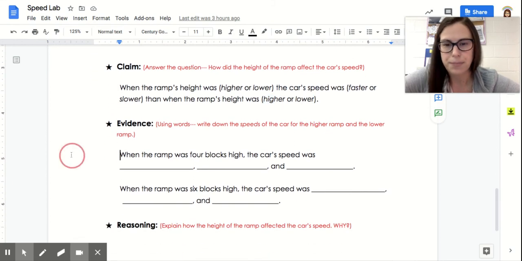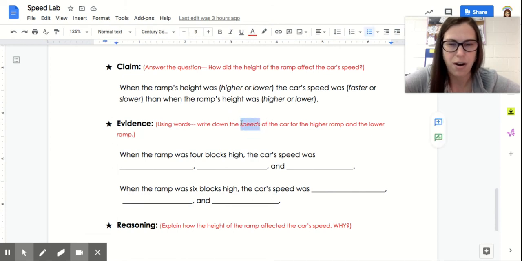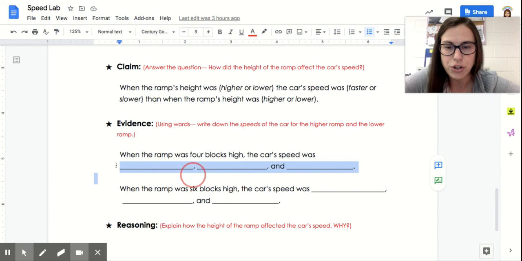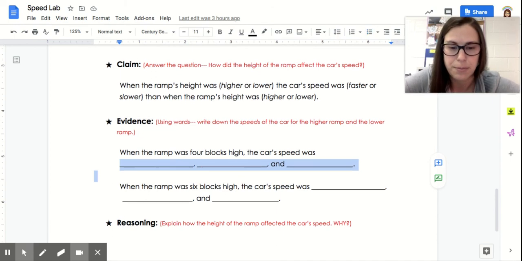Your evidence, using words, write down the speeds of the car. Now, when I say speeds, I don't mean fast or slow. I mean 1.61 meters per second or 2.58 meters per second. So when the ramp was 4 blocks high, the car's speed was, and in these spaces, you actually go back to your data table and you write down the speeds.